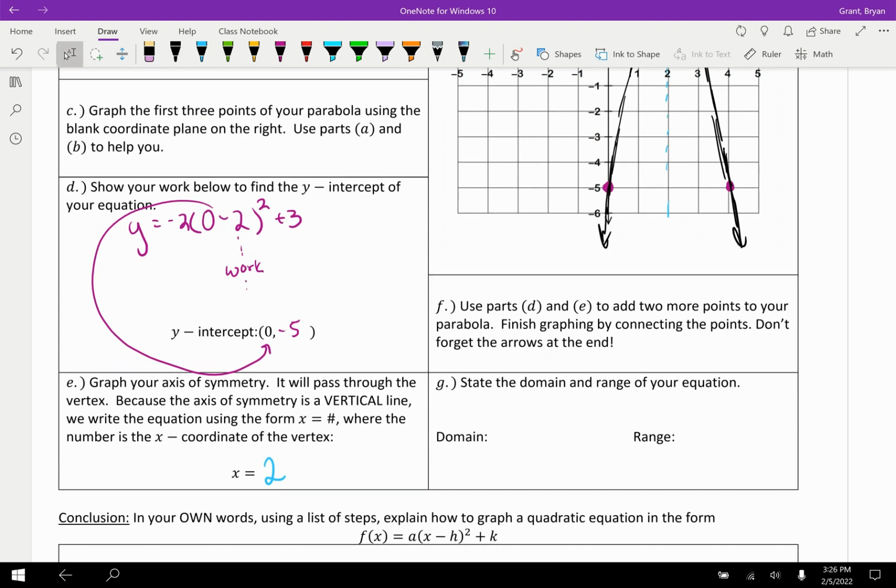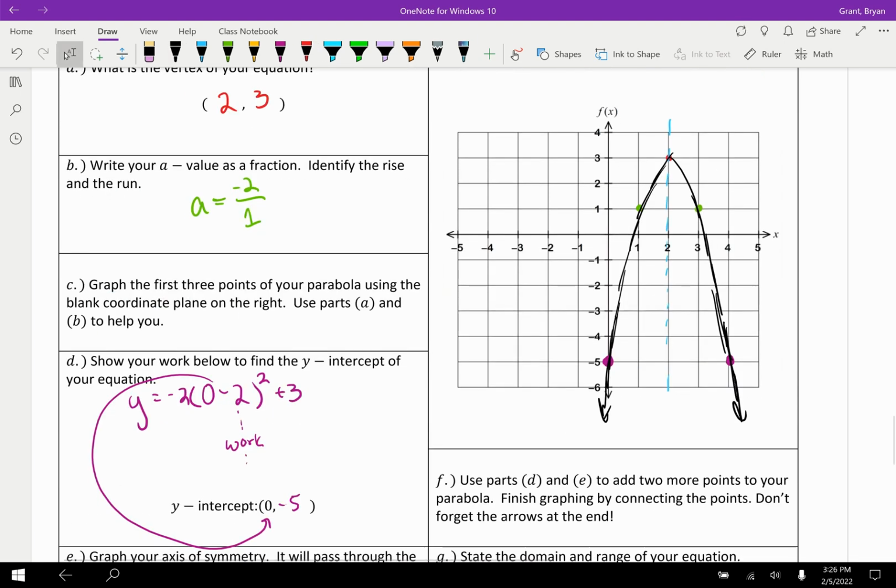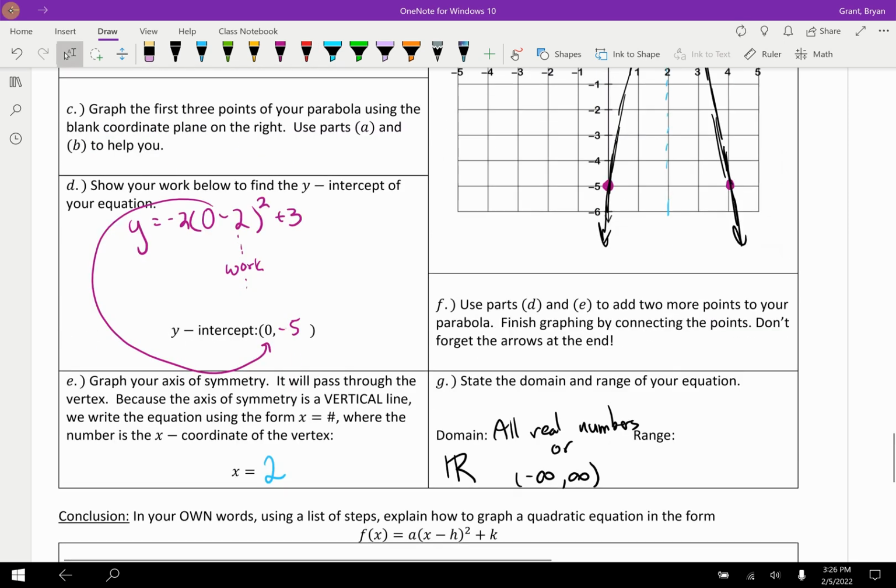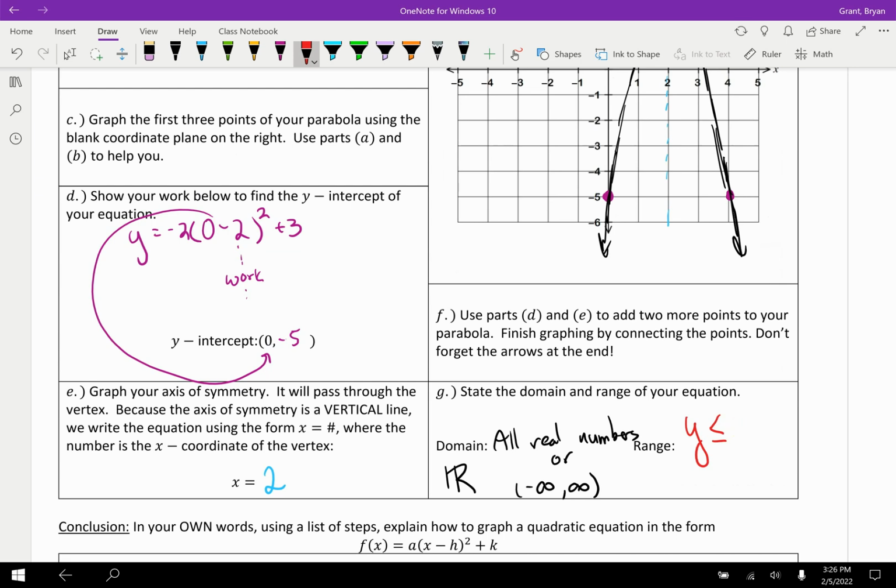Last but not least, domain and range. You guys will do this one no problem. All real numbers. Or you could do negative infinity to infinity. Or you could also do something like this. Our range, nothing too bad. The range measures the height of the graph. The highest the graph gets is 3, and then it goes below 3. So we could say the y's are less than or equal to 3, or the lowest it gets is negative infinity, the highest is positive 3, and it looks something like this.